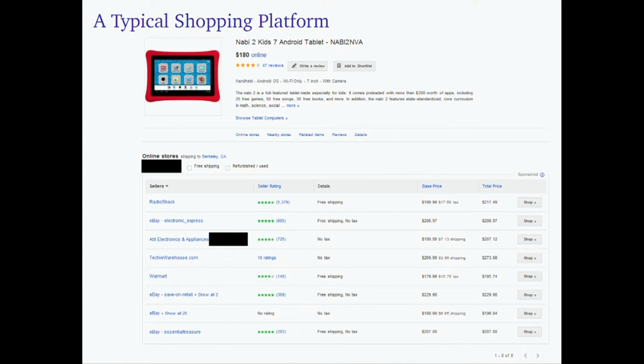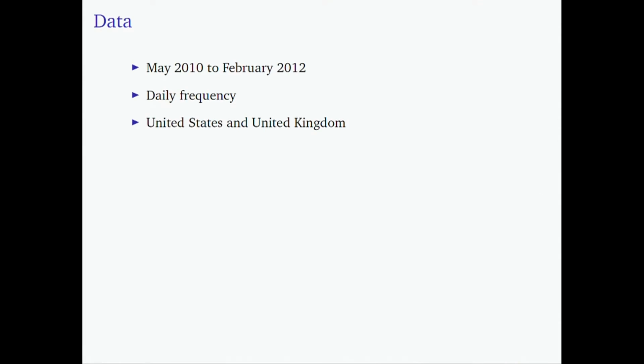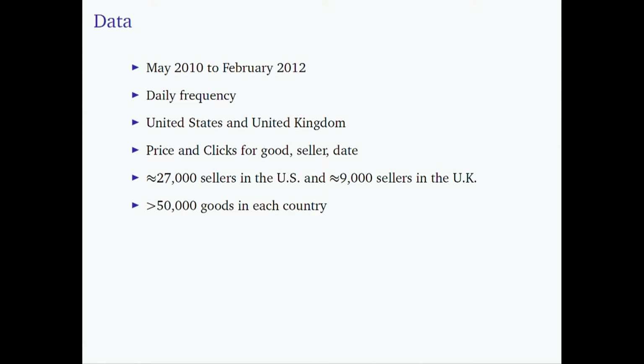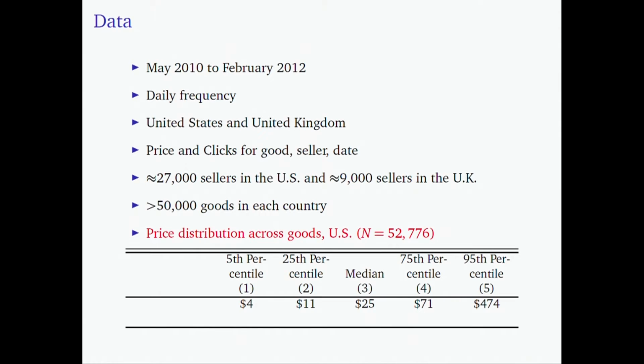And let's say we observe prices and clicks for each good and seller, and the scale of our data is about 27,000 sellers in the US, 9,000 sellers in the UK, and we've got about 50,000 goods in each country. So what is a typical good that is sold on this platform?